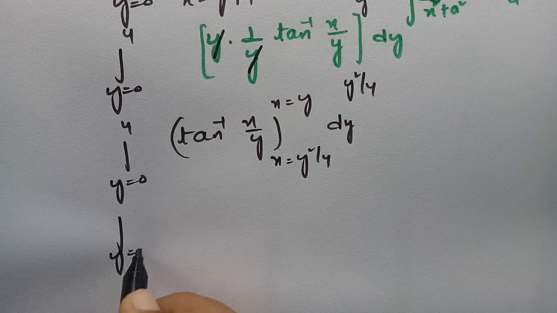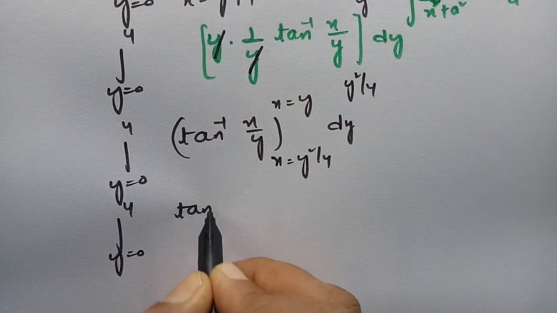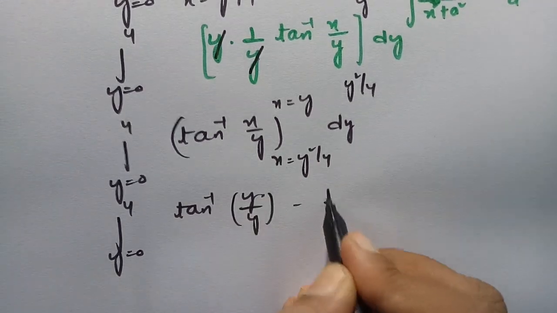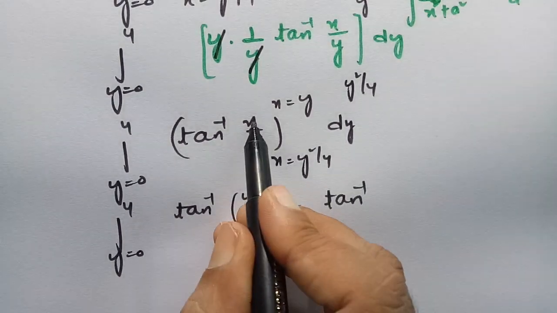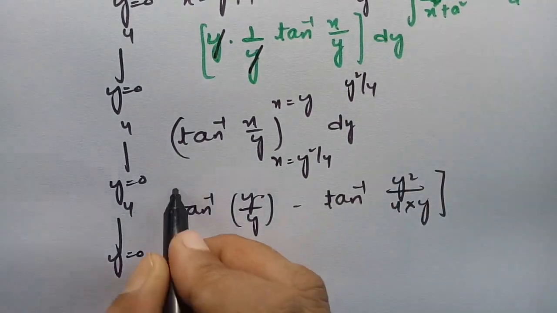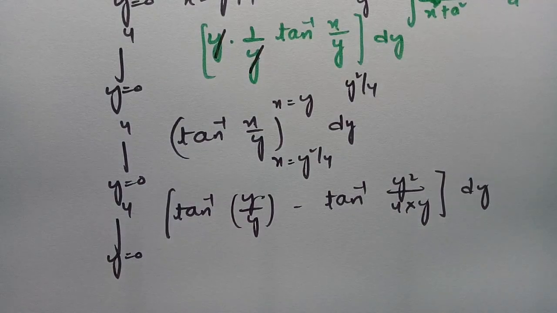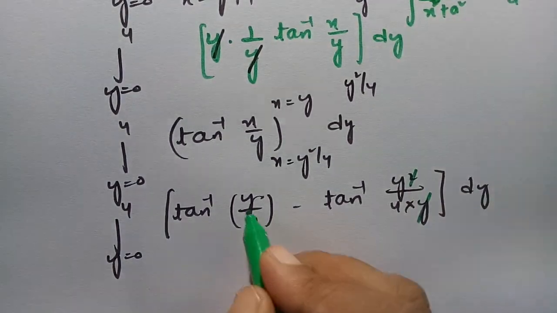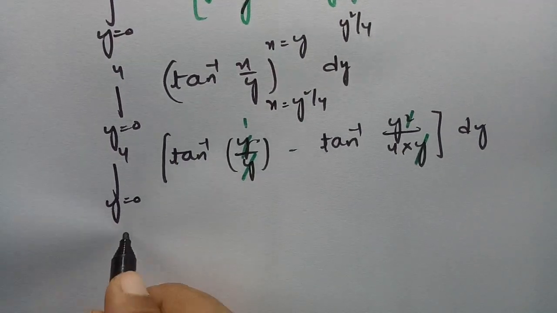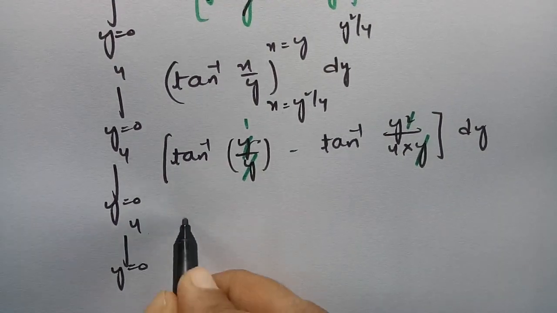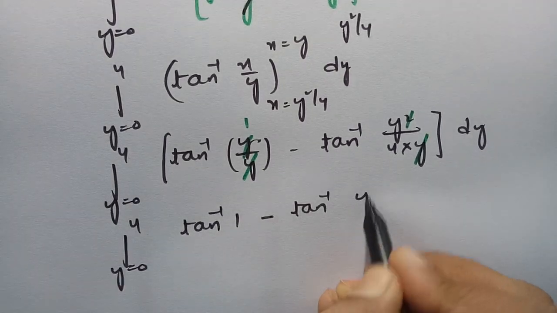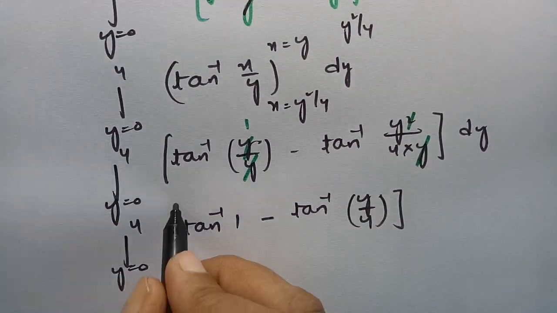So this will be y is equal to 0 to 4 and tan inverse of, in place of x I have to write y by y, minus tan inverse of, in place of x I have to write y square by 4, and already there is y here, into dy. So now I can cancel this y for one time and this y for one time. So what remains here? This is y is equal to 0 to 4, tan inverse of 1 minus tan inverse of y by 4 of dy.